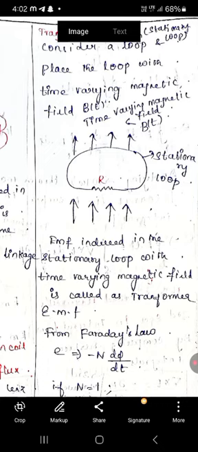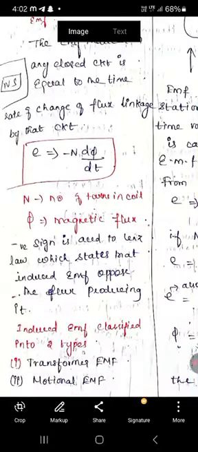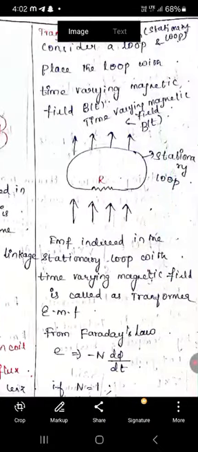In the first case, transformer EMF, I just consider the loop. This is a closed path, so the closed path we can call a loop. Here that loop is a stationary one. That stationary loop we place in the time varying magnetic field. Here the arrow indicates the time varying magnetic field.